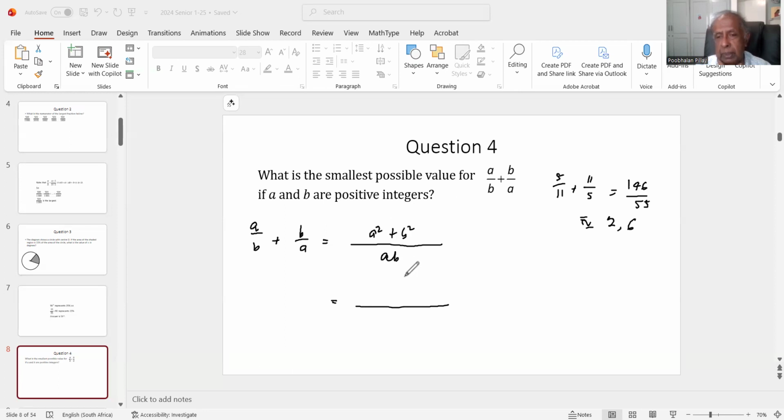See, A squared plus B squared is part of a square. It could be A plus B all squared or A minus B all squared. I'm going to put A minus B all squared because this kind of strategy is quite well known. Take A minus B all squared. Now, when you expand this, what do you get? So essentially what I'm doing is I'm adding minus 2AB plus 2AB.